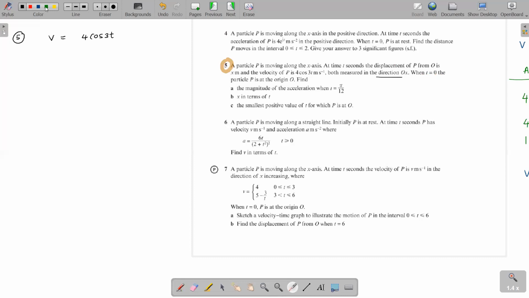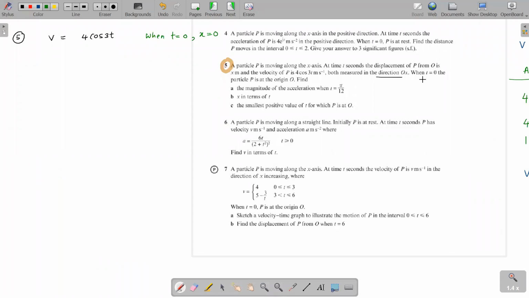When time is 0, these are the boundary conditions. When time is 0, the particle P is at the origin. What does that mean? X is equal to 0, because x is the displacement. There are only 4 variables here: displacement, velocity, acceleration, and also the time. So all you have to do is look at the boundary conditions and write them down.